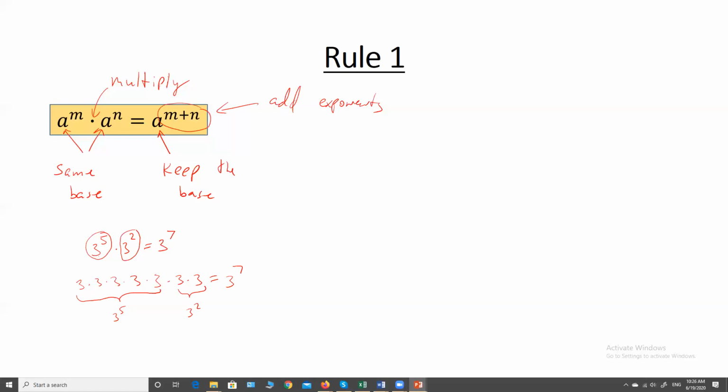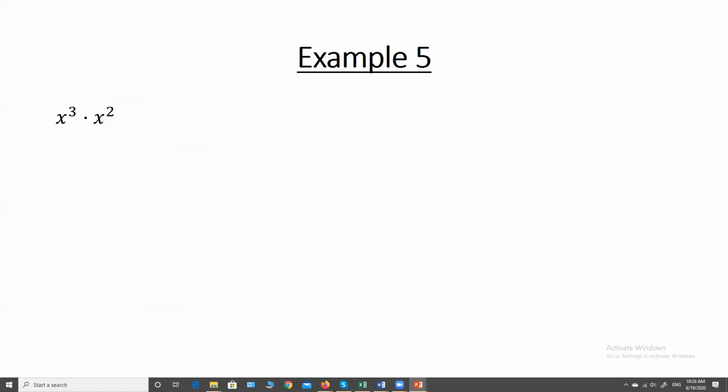Now let's take a look at a few more examples of how this rule could be applied to simplify expressions. Let's look at example 5. We have x to the 3rd times x to the 2nd. Notice we have the same base, x. If this was an x to the 3rd times, for example, y to the 2nd with different bases, there wouldn't be much we could do. But here we can say keep the base x, add the powers, 3 and 2, makes it x to the 5th power. Right? Nice and easy.